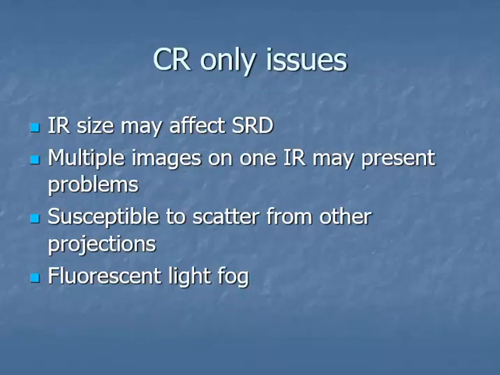So let's say you've got needle phosphors and you've got an image matrix that is 1,000 in one dimension and 800 in the other. And that's on an image receptor that may be 10 inches by 12 inches. They would use that same matrix size for all image receptor sizes.